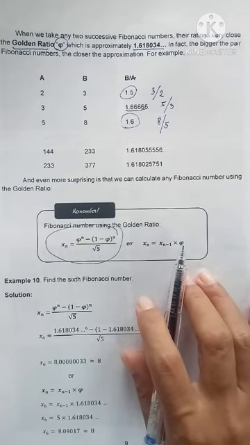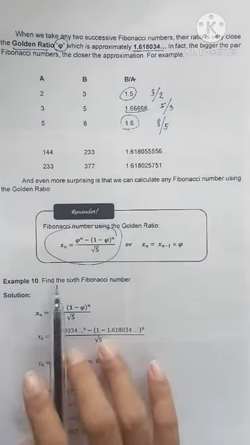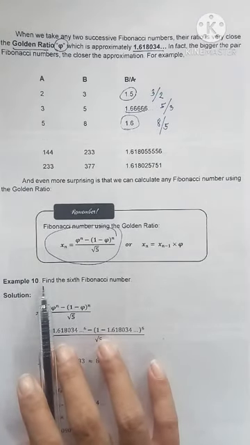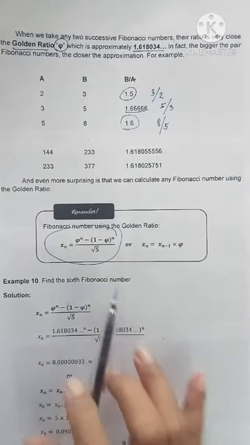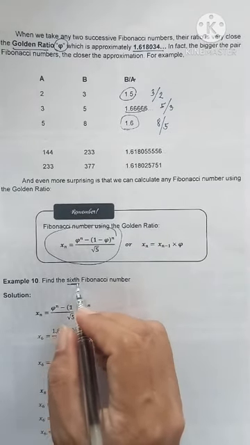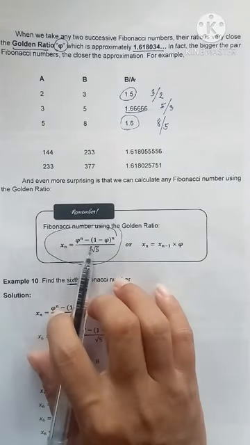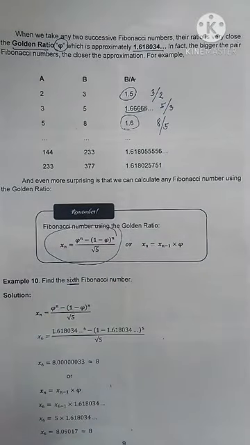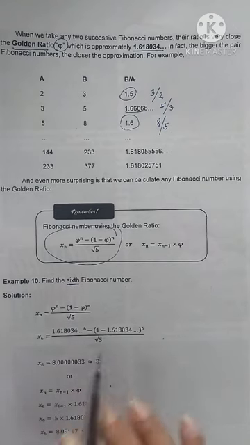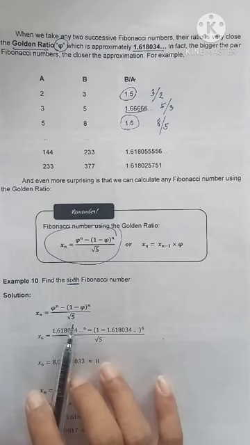So how are we going to find the Fibonacci number using this golden ratio? We have here an example. For example number 10, find the sixth Fibonacci number. We're going to look for the sixth Fibonacci number using the formula for the golden ratio. We just copied the formula here.